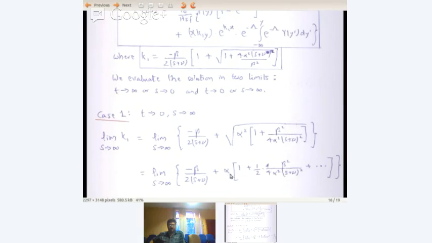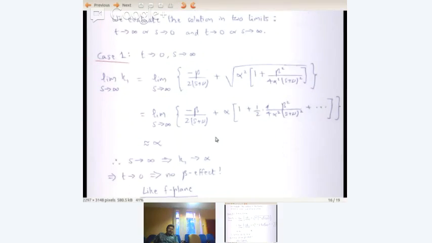I get alpha into 1 plus half into 1 by 4 alpha squared into beta squared s plus the whole squared plus the remaining terms. And if you work this out and set the limit as s tending to infinity, you find that this term drops out, and so does the first term in the limit. That leaves you with just alpha.